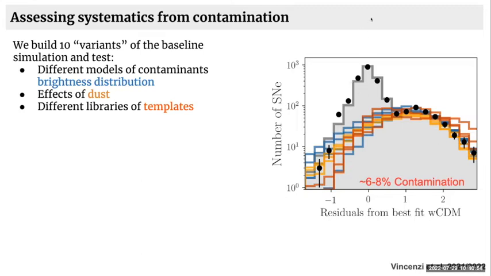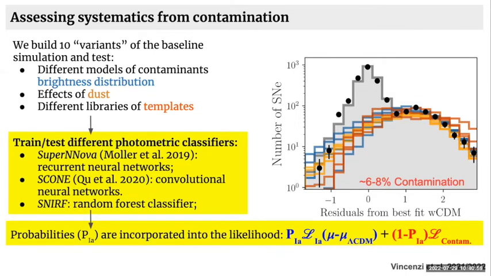After generating these different variants of core collapse contamination, if you go to the next slide, we used these different ways of simulating contaminants to train and test different mathematical classifiers. And here I list some: SuperNNova that Anais developed and that Rebecca talked about, SCONE that Helen Qu at UPenn developed and published last year, and another random forest classifier we developed internally. These are all machine learning classifiers. They are the best on the market, and that's what we wanted to implement for DES.